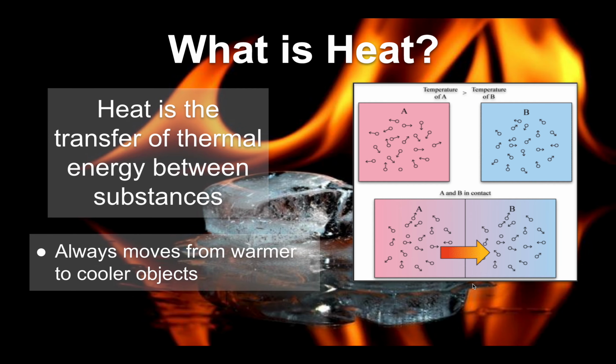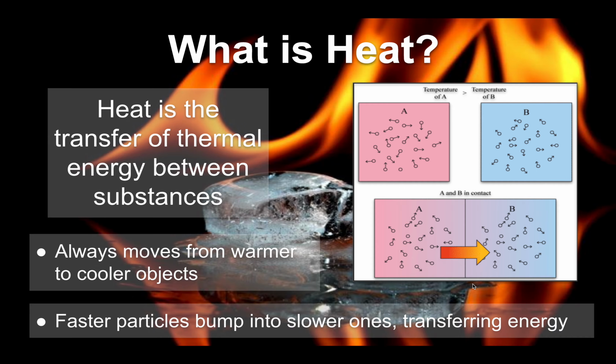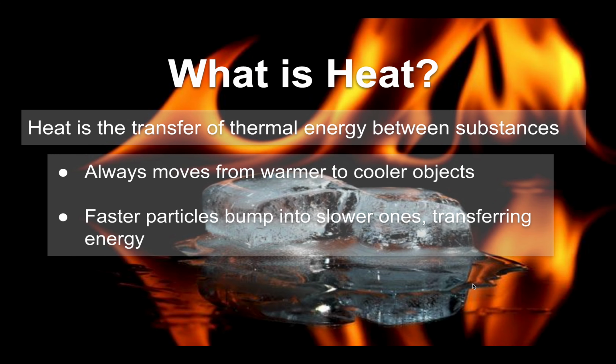So a couple things to make sure that we take away from this: heat is always going to move from warmer to cooler objects. And the faster particles bump into the slower ones, and that's going to transfer the energy. So faster particles collide into those slower particles, and they're going to lose some of that energy. It's going to speed up that slower particle, and it'll continue to do that until both substances have particles that are moving at the same speed, meaning they both have the same amount of thermal energy, or the same average kinetic energy, or the same temperature.